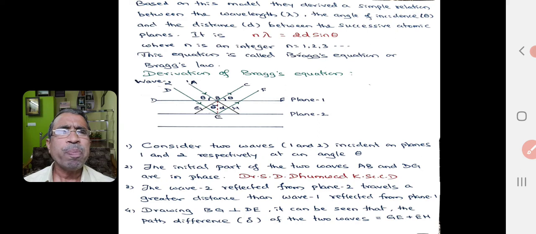Drawing BG perpendicular to DE. See the diagram. It can be seen that the path difference delta of the two waves is GE plus EH. GE plus EH is the path difference.